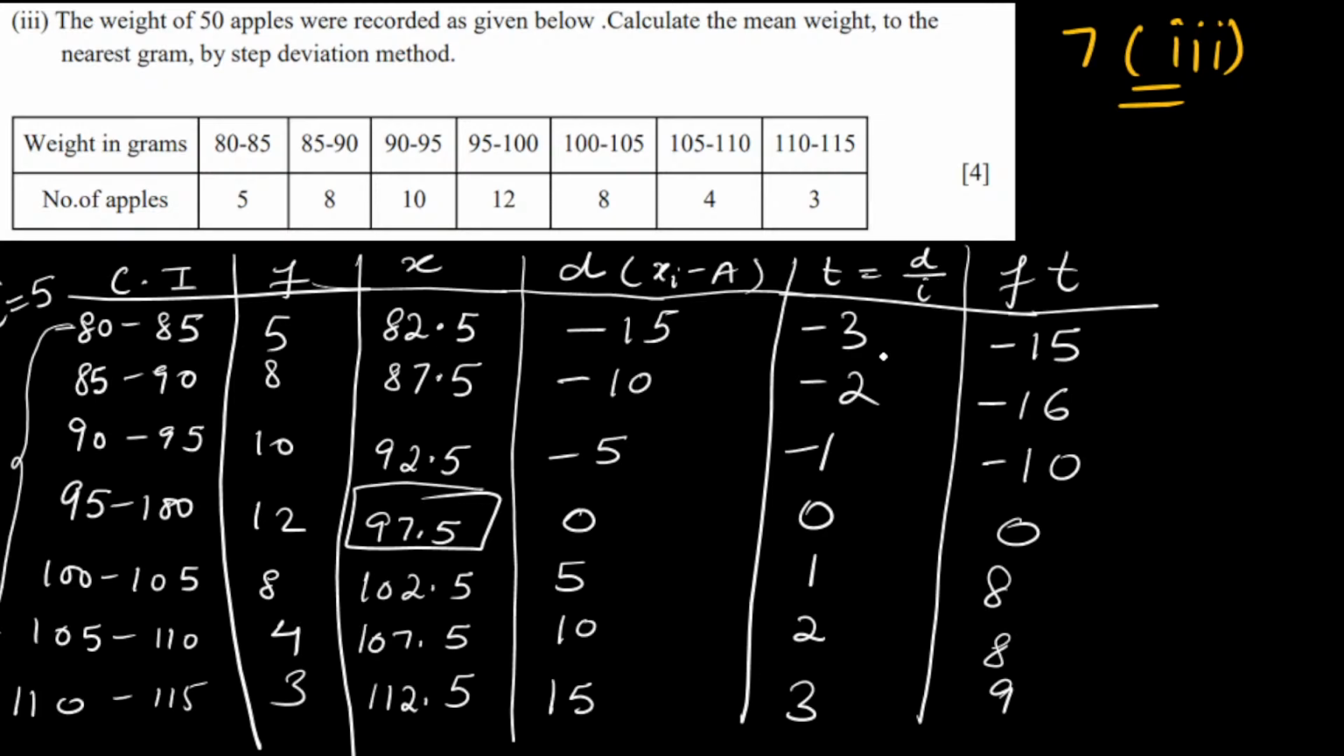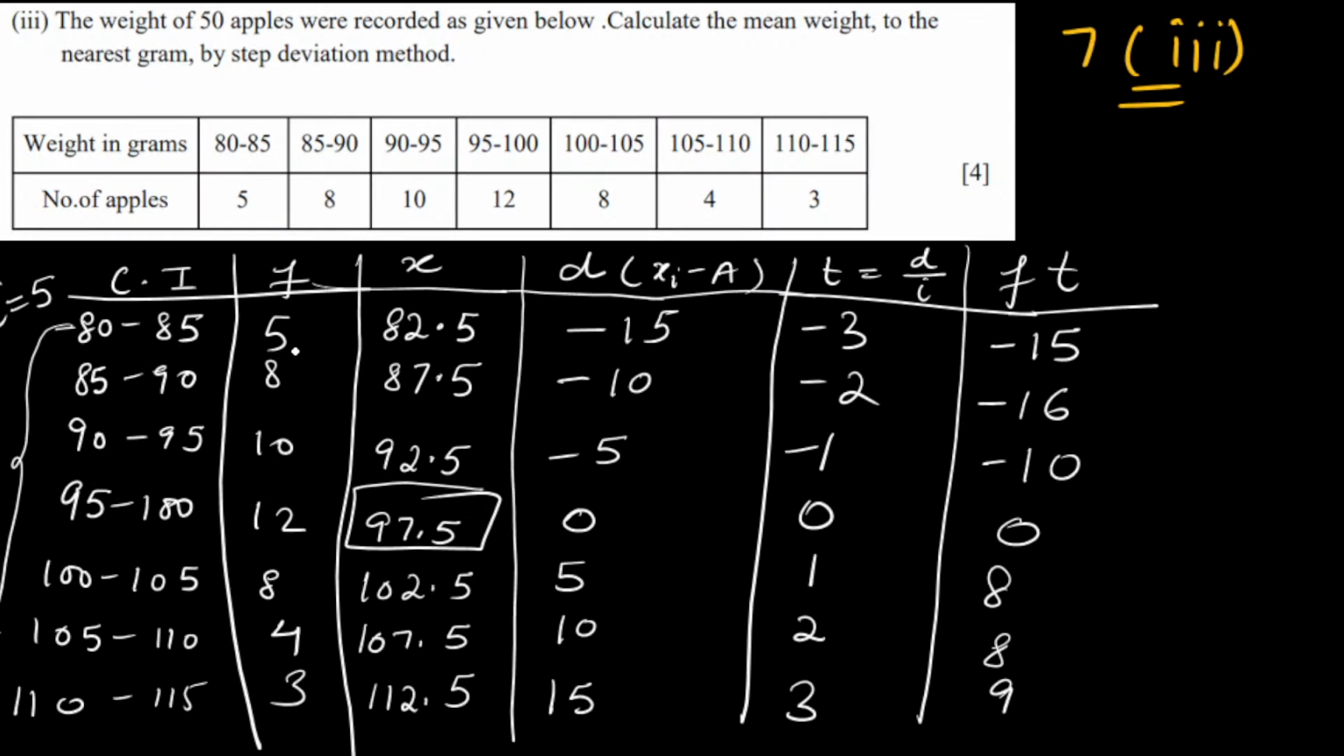f into minus 3, minus 15. 8 into minus 2, minus 16. 10 into minus 1, minus 10. 12 into 0, 0. 8 into 1, 8. 4 into 2, 8. 3 into 3, 9. Okay, so it's all correct. Now we have to do the total of frequency. The total of frequency we write as sigma f. I want you to calculate it and tell me. We need the total of frequency and the total of ft.